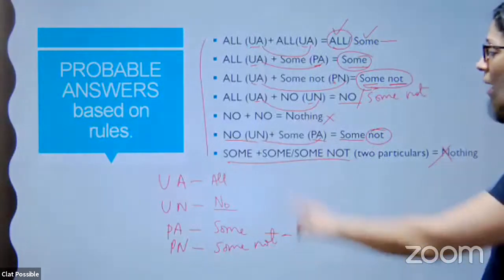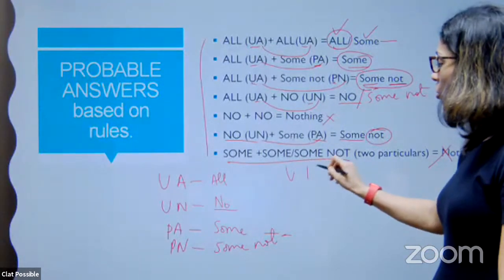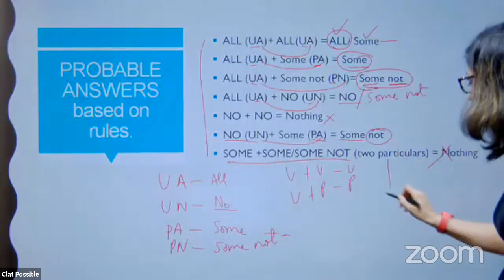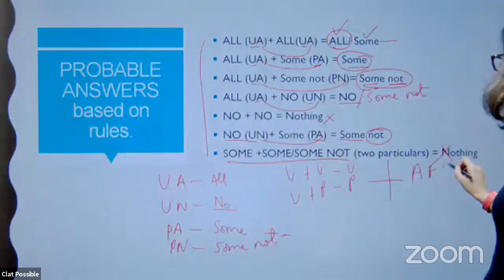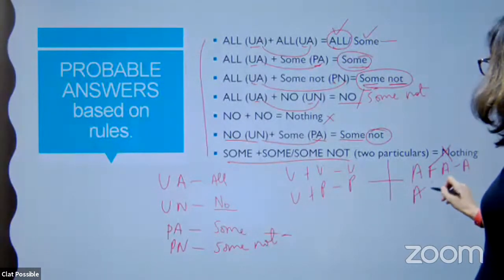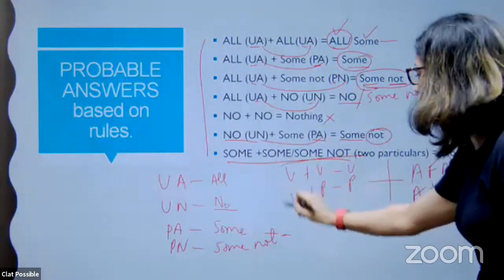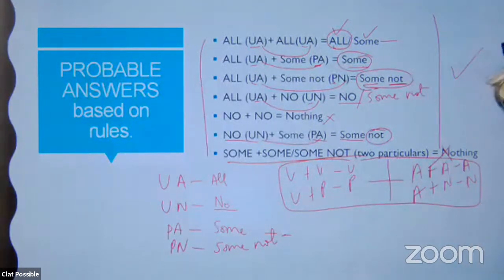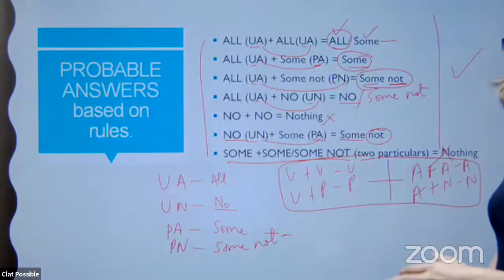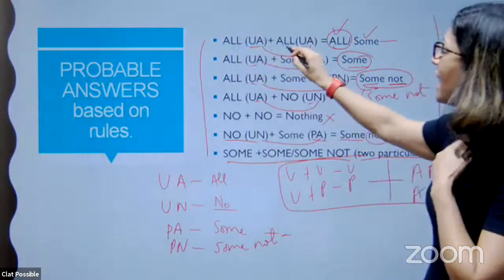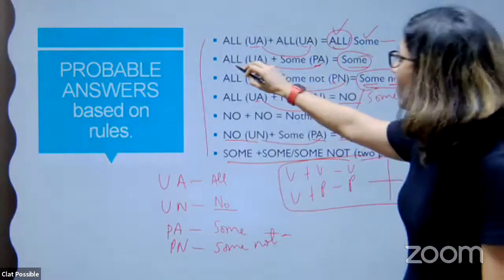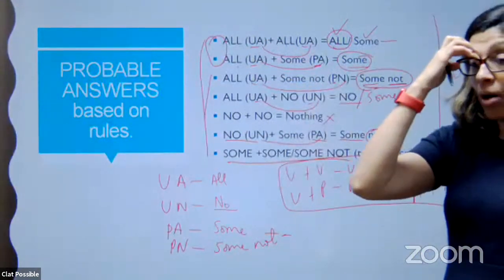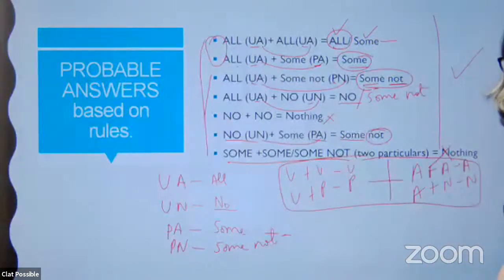Right? So we combined u plus u gives me u, u plus p gives me p, a plus a gives me a and a plus n gives me n. So we combined all these and this is the result. Right? Now we had started to see when will I get an odd or a some answer? When will I get a some answer? We had finished these two. So now we are left with 3 more combinations. That's clear to everyone?